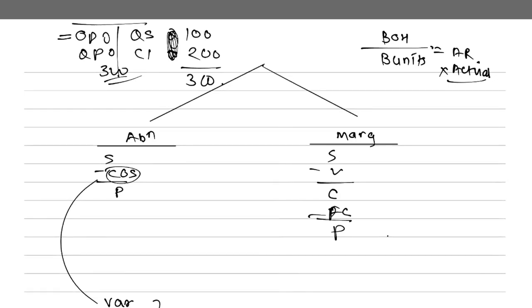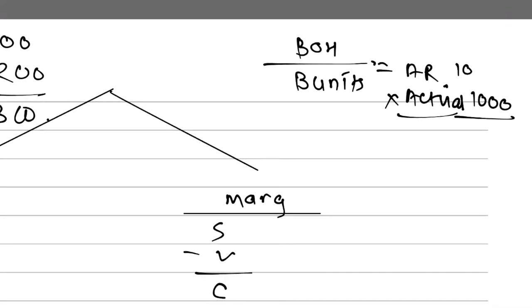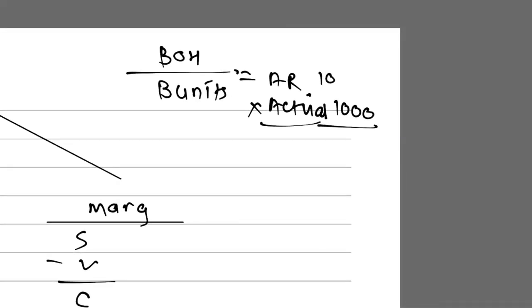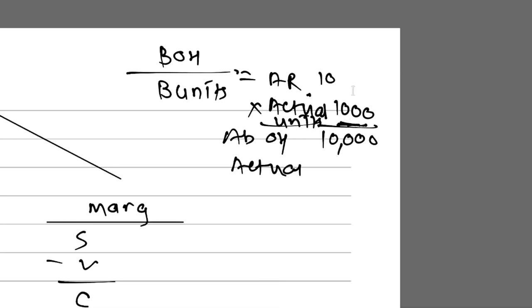So, for every unit, I am going to recover 10 rupees. Let us say I have actually sold 1000 units, so how much must I have recovered? I can say 1000 into 10, I must have recorded 10,000. Which overhead do we call this? Absorbed overhead. I recovered 10 rupees, so for 1000 units I recovered 10,000. Now your actual units are 1000. This is the quantity produced.